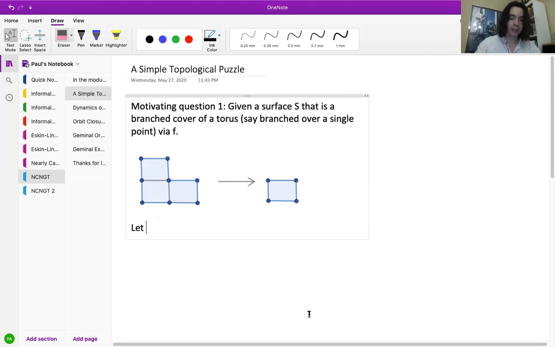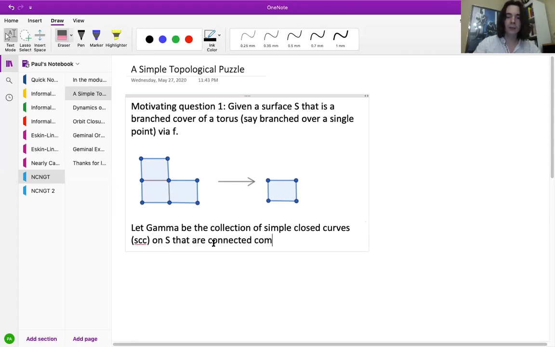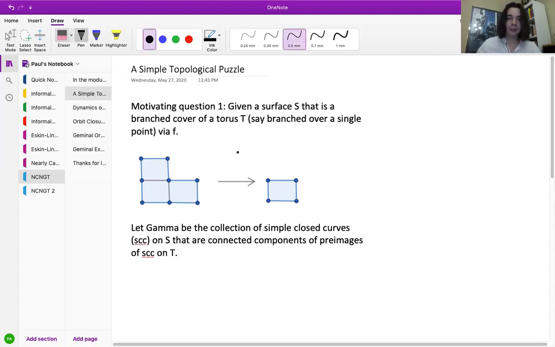So we could say, let gamma be the collection of simple closed curves on S, which we'll abbreviate from here on out as SCC, that are connected components of preimages of simple closed curves on our torus. So let's call that torus T. Okay, so first, let's explain why this picture that I drew here is an example of the setup in our motivating question. So this surface here is S.